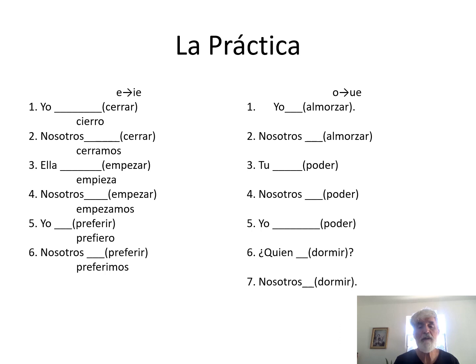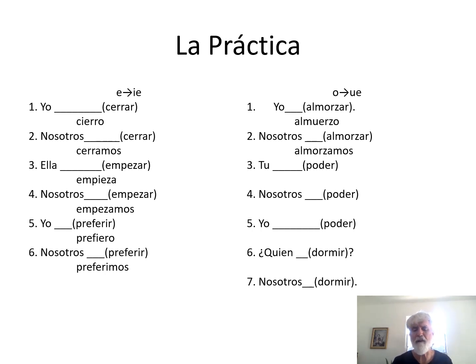All right, let's do some ODUE verbs. Almorzar is the verb to have lunch. I want to say I have lunch. Will there be a stem change? Of course there will. There always is with yo. So yo almuerzo. What about nosotros? No, there never is a stem change. So it will be almorzamos, no stem change.